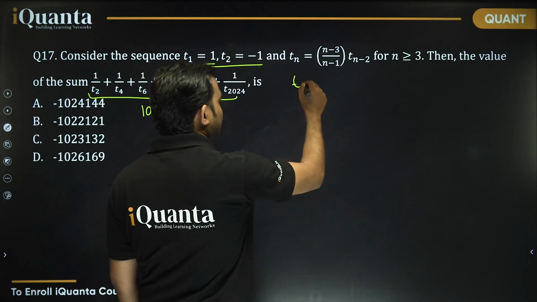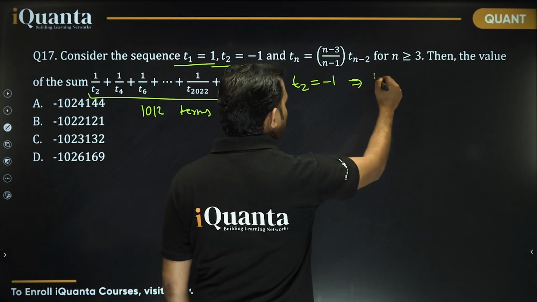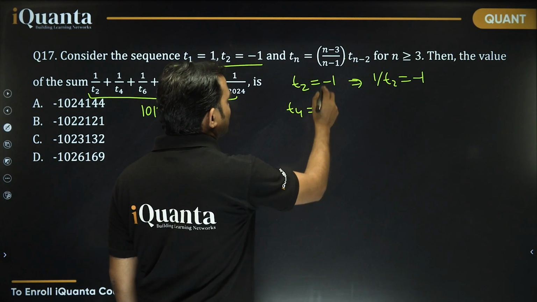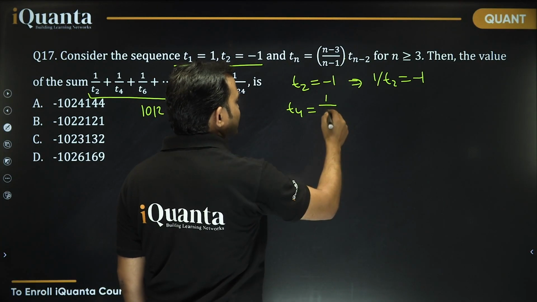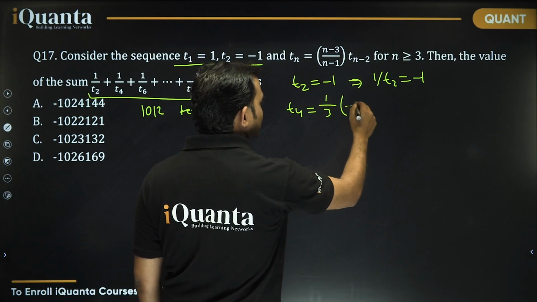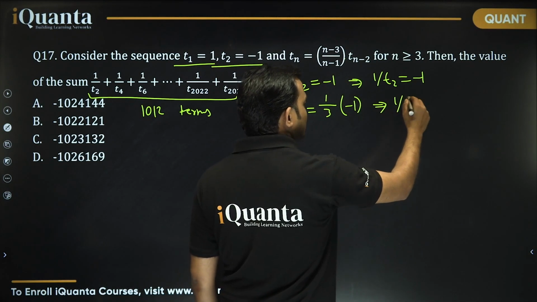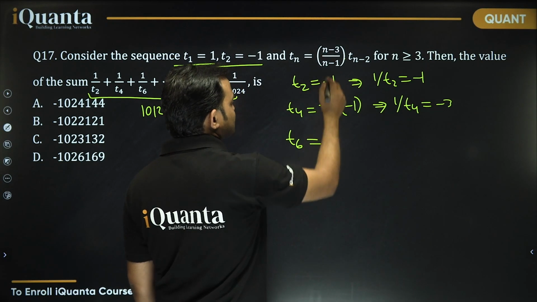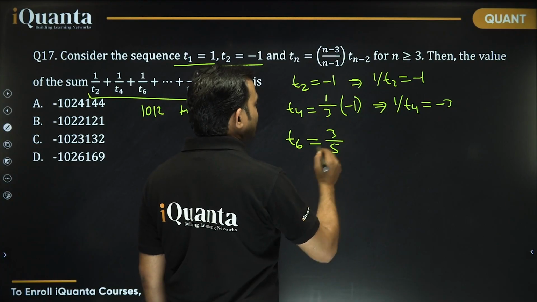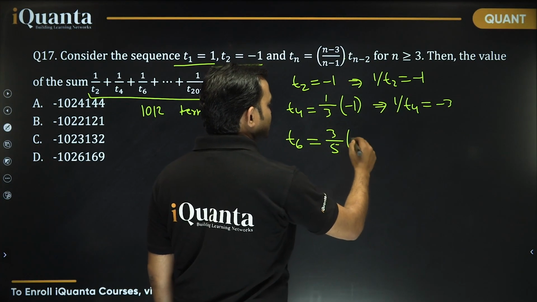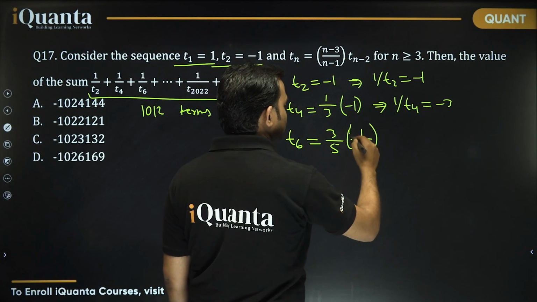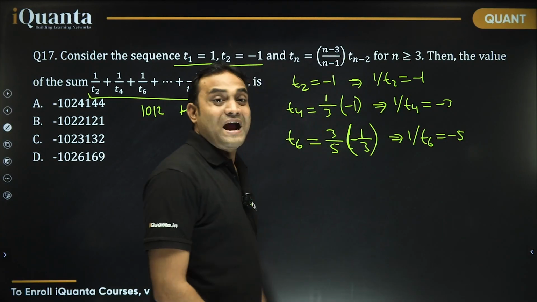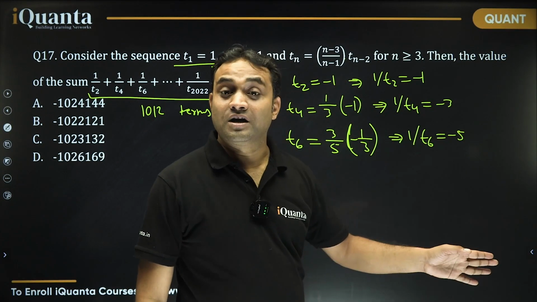Can I say t2 is given, t2 is equal to minus 1, so 1 by t2 will also be minus 1. What about t4? t4 will be equal to 4 minus 3 is 1, 4 minus 1 is 3, into t2, which is minus 1, so we can say 1 by t4 will be equal to minus 3. Then t6 will be equal to 6 minus 3, 3, 6 minus 1, 5, into t4. t4 is minus 1 by 3. So from there, we can say 1 by t6 will be equal to minus 5. So the pattern that we are getting is negative of odd numbers, right?